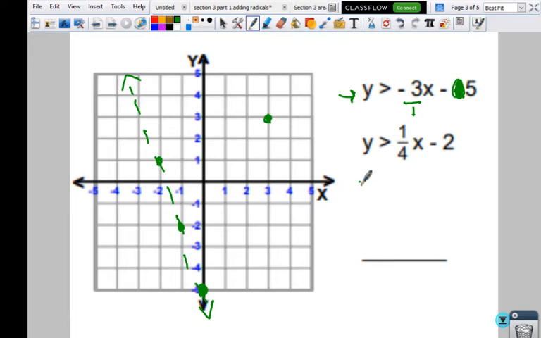Alright, so we're doing 3, 3. Okay, so I'm going to plug in 3 for x, 3 for y. So 3 greater than negative 3 times 3 minus 5. The times right there. Alright, Kyle, you got Desmos. What do you get?